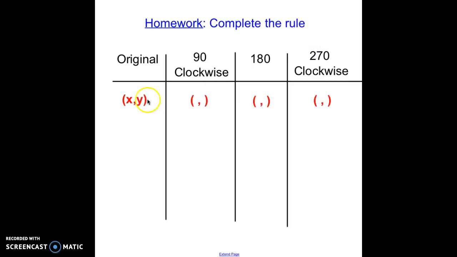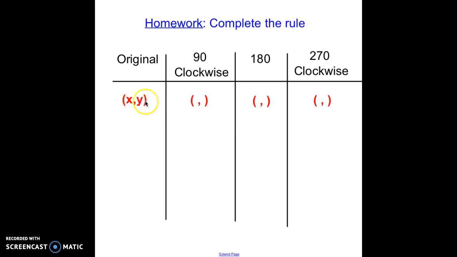After you've completed your table with all of your ordered pairs in each column, your homework assignment, I want you to complete the rule. If each ordered pair starts out as x, y, tell me what happens with a 90 degrees clockwise rotation, a 180-degree rotation, and it doesn't matter if that's 180 degrees clockwise or counterclockwise, it'll be the same, and then a 270-degree clockwise rotation.